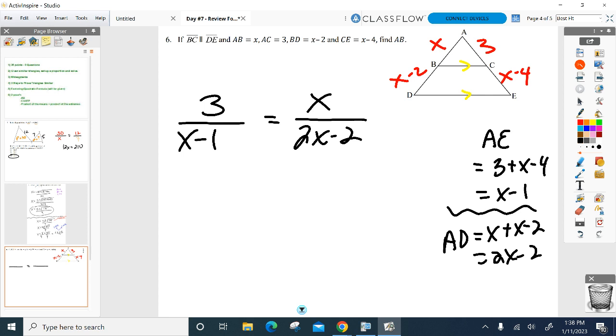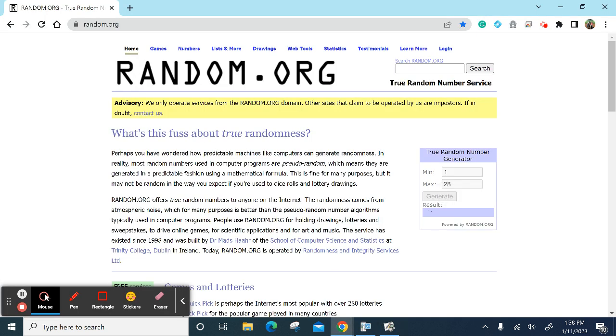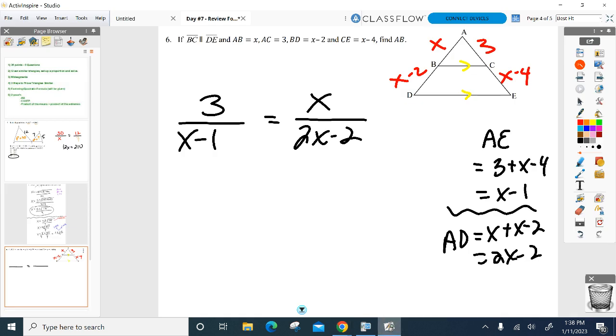There it is. Take a deep breath because we're about to cross multiply. Cross multiply. What do we end up with? X squared minus x equals 6x minus 6. Unbelievable. Good work. Didn't have to worry about it in the last problem, but now I do. You're not ready to factor or use quadratic formula yet.